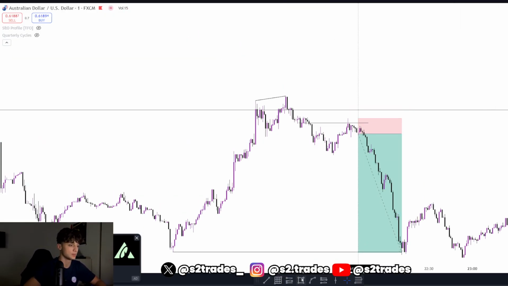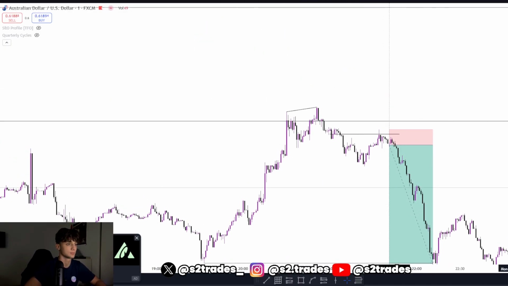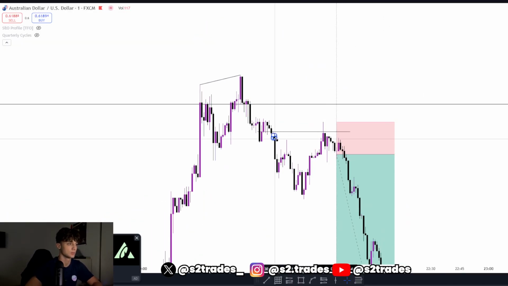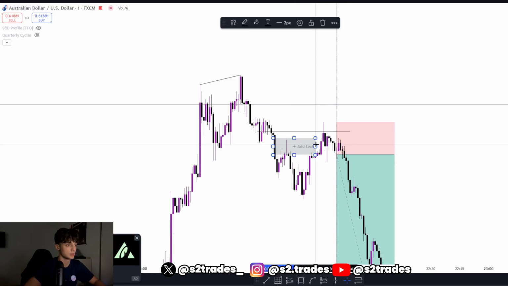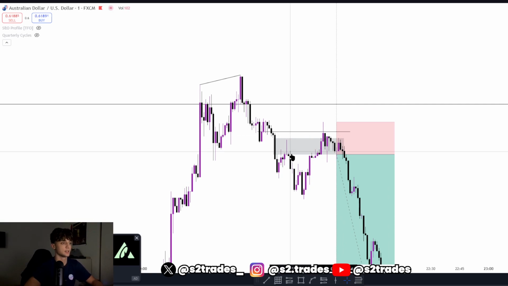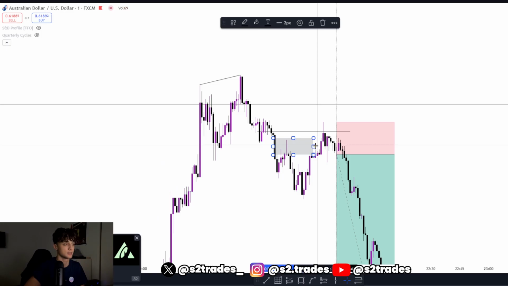Also, keep in mind we're within this fair value gap right here, a 1 minute fair value gap. We're within this 1 minute fair value gap. That kind of just acted like a resistance zone. This is just something I marked out. I just kind of saw this.